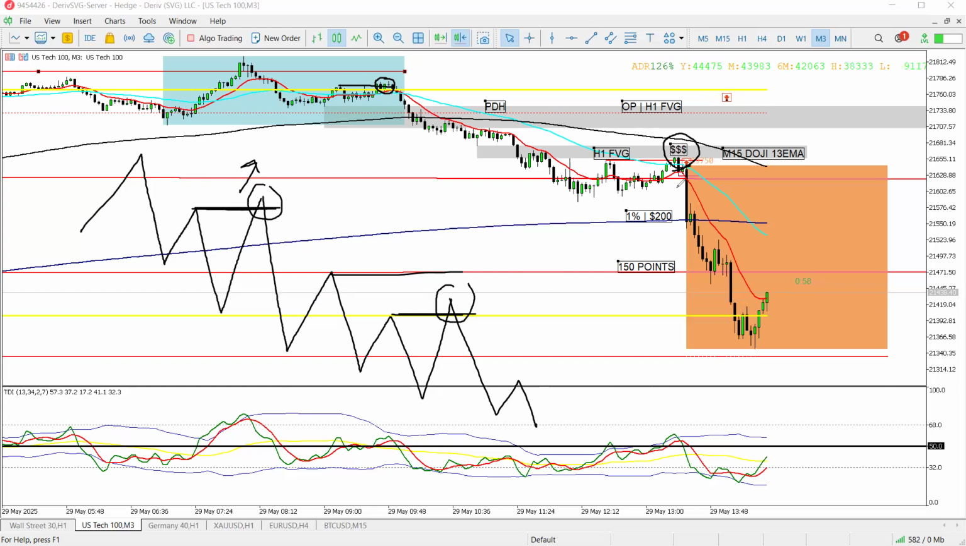So if you're trading towards moving averages, you can use the moving averages as your TP. If you're trading towards any higher time frame zones, you can also use those zones as TP areas as well.